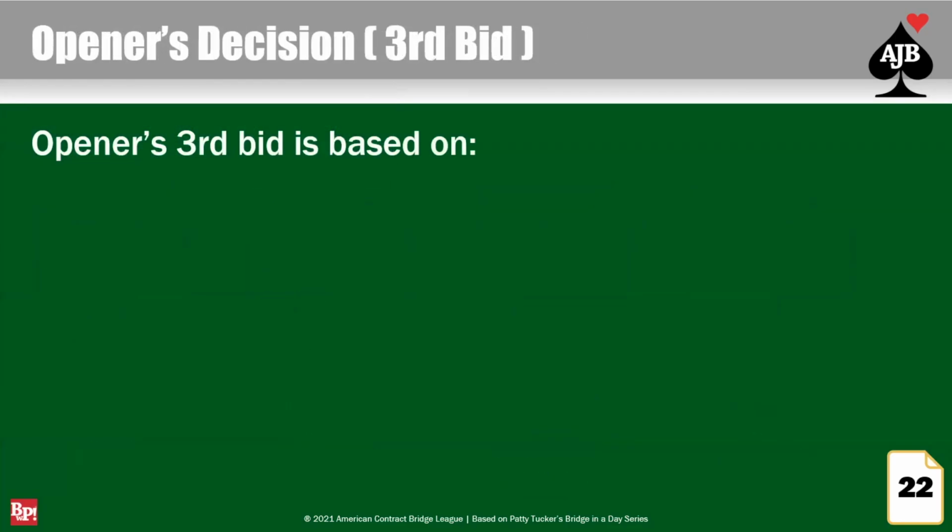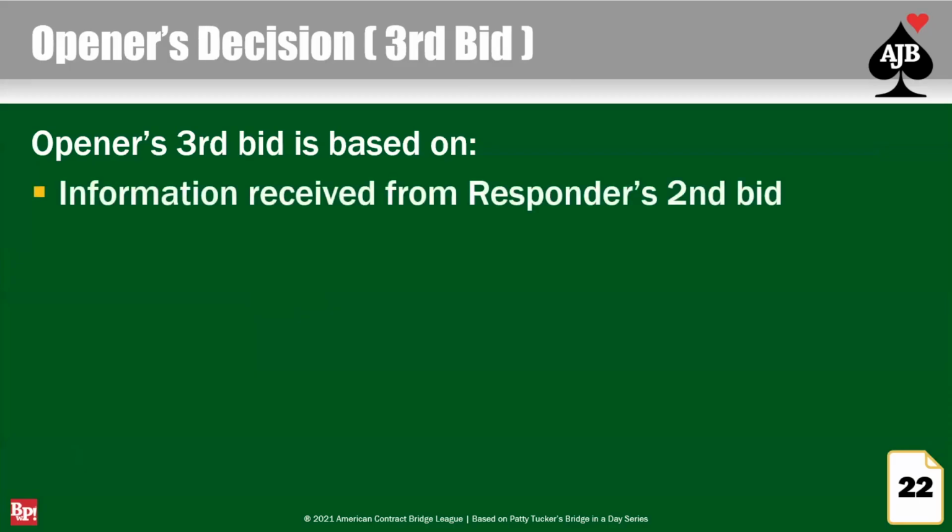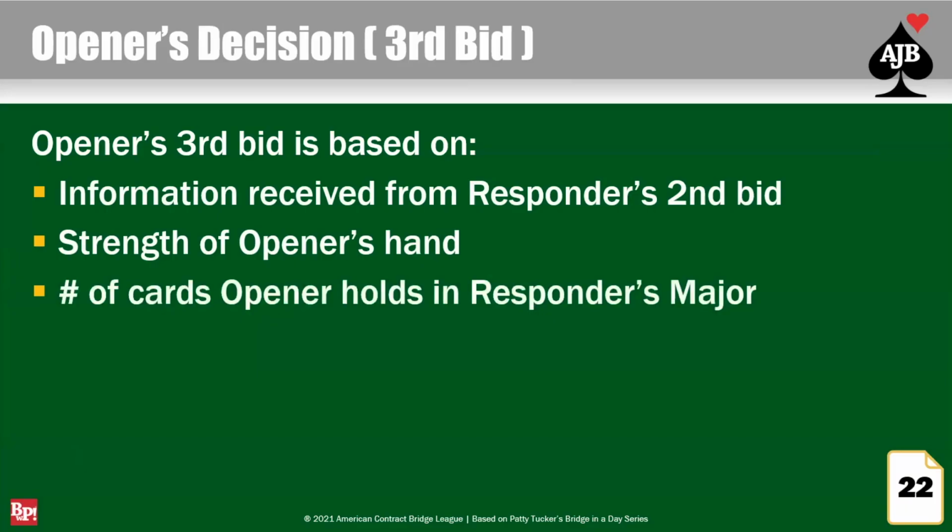So partner opened no trump. Responder transferred. Opener did what they asked him to do. Responder made a second bid. That's back to opener. Sometimes opener doesn't have any decisions to make. Sometimes he has to take the information he received from responder's second bid. He has to think about the strength of his hand and the number of cards he holds in responder's major. Sometimes he has to come up with a third bid.